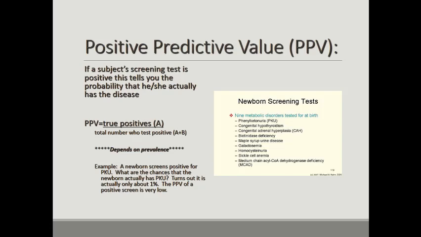You can tell the parent, your child is screened positive for PKU, but it turns out there's only a 1% chance that the baby actually has the disease. The positive predictive value in this case is very low. That's reassuring information that you can share with a parent. You can say, "We have to follow this up. It's important to do that. But there's also a very good chance that the baby does not have PKU, but we need to do more testing to be sure."